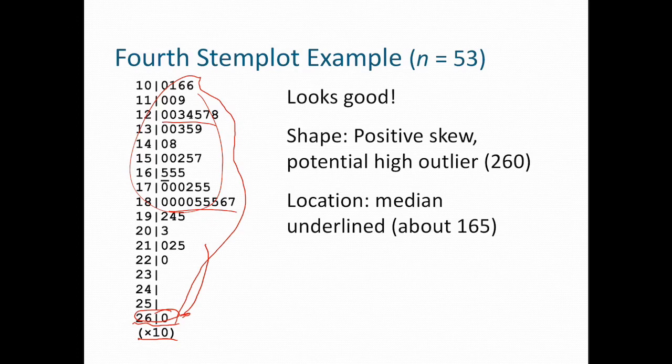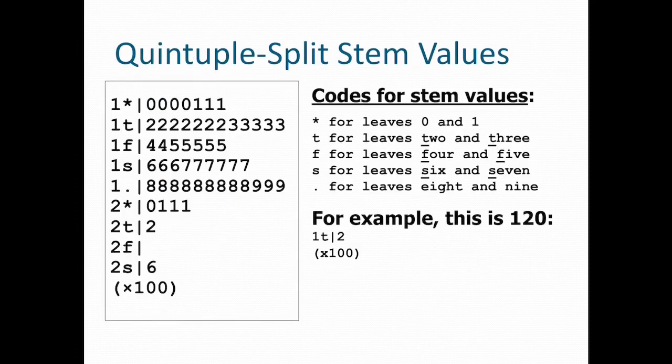Here we have the location. The median is underlined, which, if you want to see through my scribbles, is here. So about 165 is where the median is placed. The spread is 100 to 260 again. And that's how we describe our stem plot, based off shape, location, spread.